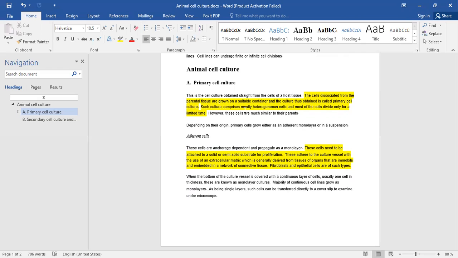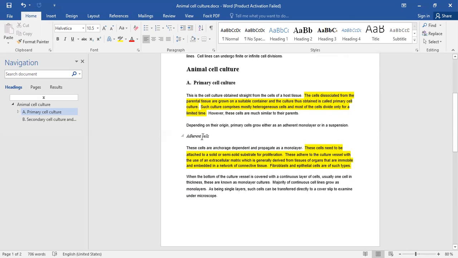On the basis of these cells, there are two types of techniques that can be utilized on the primary cell culture. In the first technique, adherent cells are used. What is the meaning of adherent cells? These are the cells which are attached on any surface, and the surface might be solid or semi-solid. So the cells are attached on a solid media or a semi-solid media, and they need support for their growth.